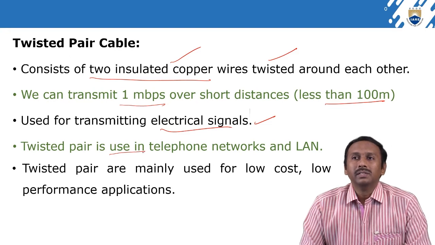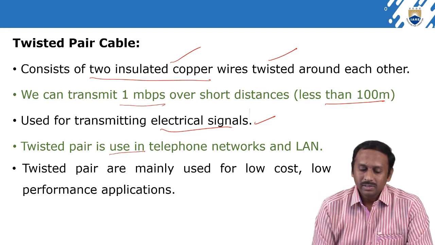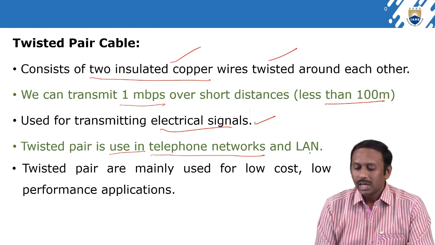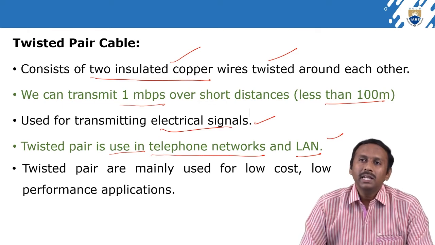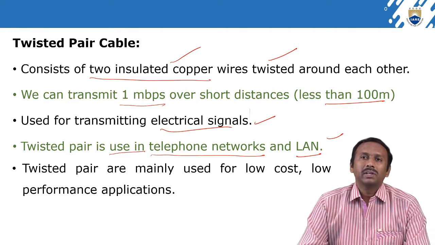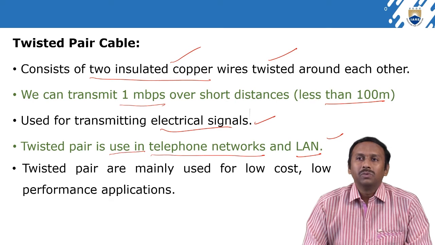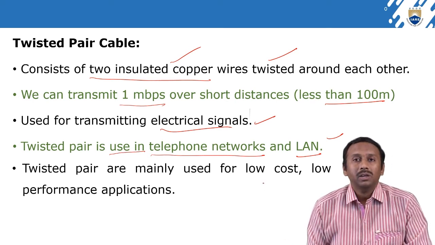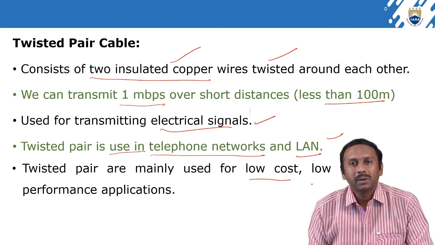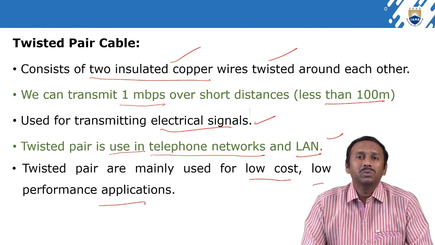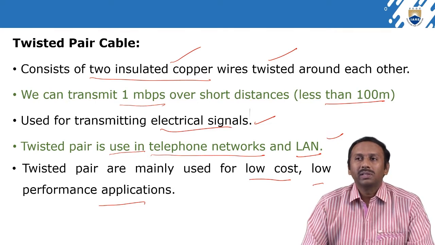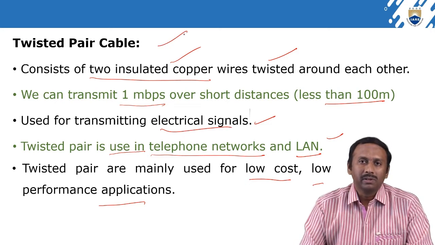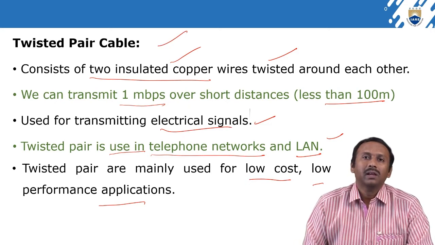Twisted pair is used in telephone networks and LANs. LAN means local area networks, and twisted pair is mainly used for low cost, low performance applications. We have many such applications. Whenever a user has low cost or low performance applications, there is no need to spend a huge amount for transmission of signals or data. At that time they can opt for twisted pair cable, which will be enough for the requirements.